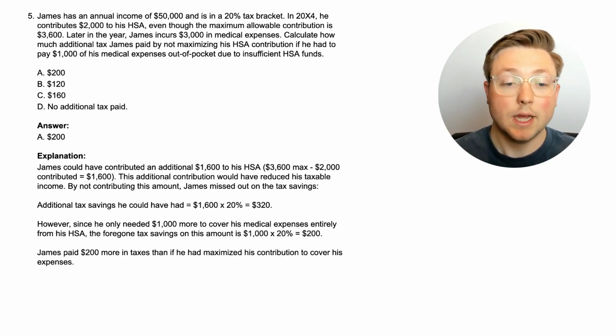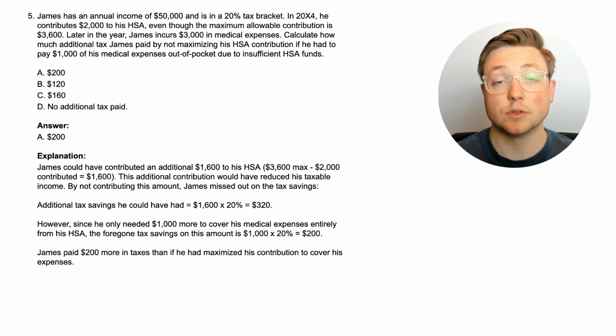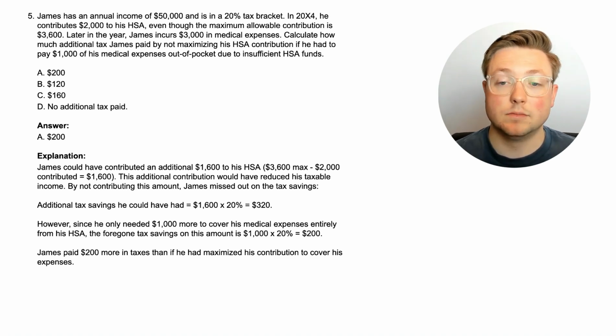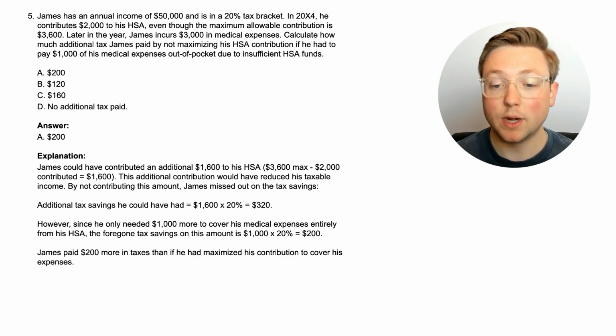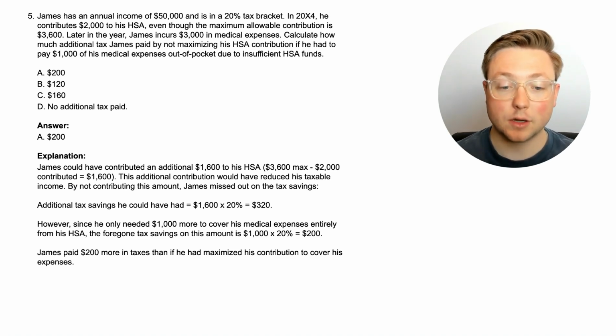So let's read through this. James could have contributed an additional $1,600 to his HSA, and that's his max less what he actually contributed. By the way, the $3,600 that we mentioned in this, that's not necessarily the actual contribution limit for the current year or for any current years. That's not really the point of this video. We're more just trying to teach you how it works, not necessarily the exact numbers because, frankly, they change every year. This additional contribution would have reduced his taxable income. By not contributing this amount, James missed out on the tax savings.